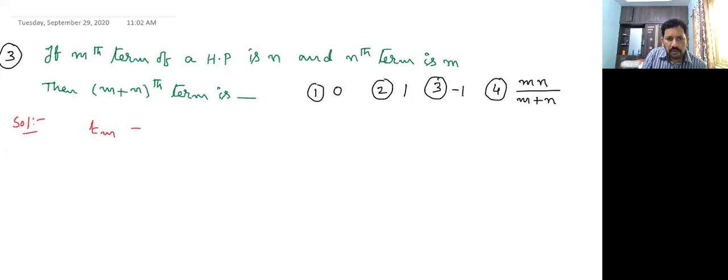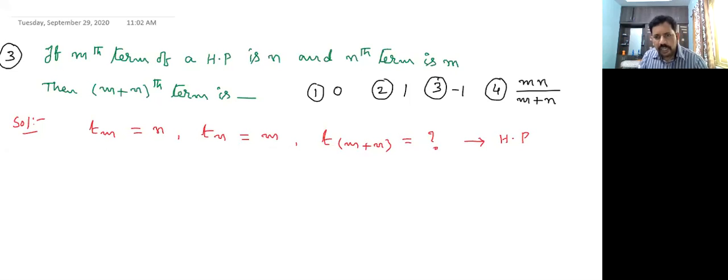Tm is equal to n. Tn is equal to m. Now we need to find t of m plus nth term, Tm plus n, this is the question mark. These are in HP series, harmonic progression. Convert into AP. How to write?